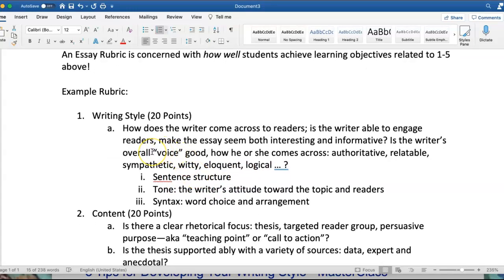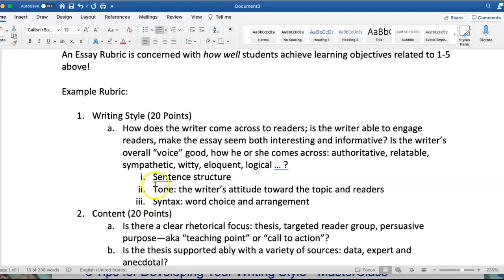Now, another aspect of the writer's voice would be tone, and that's a writer's attitude toward the topic and readers. You want the writer's tone to be good. If the writer seems sarcastic about the topic, and especially toward the readers, if the writer seems like he or she is talking down to the readers, then that's not a successful tone. So the tone needs to engage the readers. The readers need to respond to the tone.